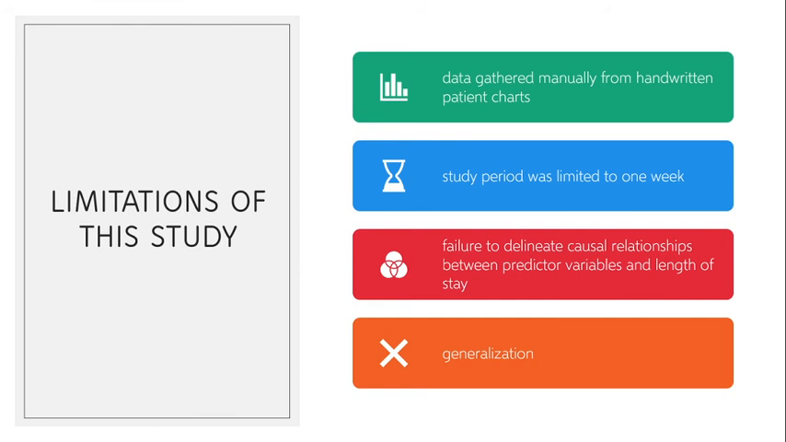The implementation of better emergency department information systems will allow for more reliable and prolonged data collection to aid in decision making. Another limitation of this investigation is the failure to delineate causal relationships between predictor variables and length of stay. Emergency department processes are interdependent and subject to external influences. Therefore, improvement in one area may not shorten length of stay, and meaningful change may involve adjusting a combination of many factors.